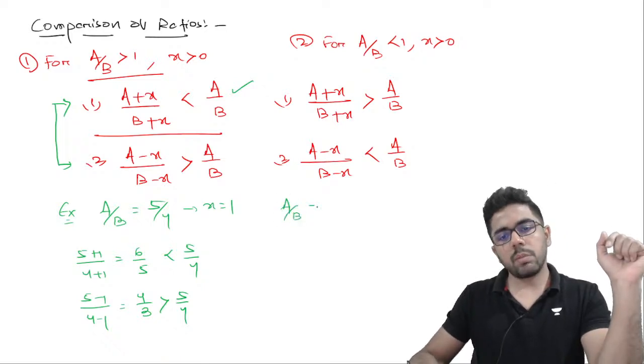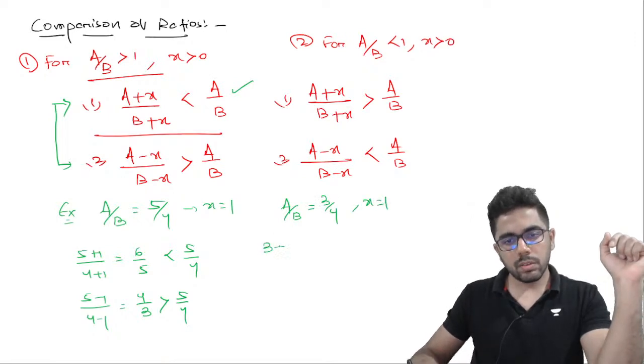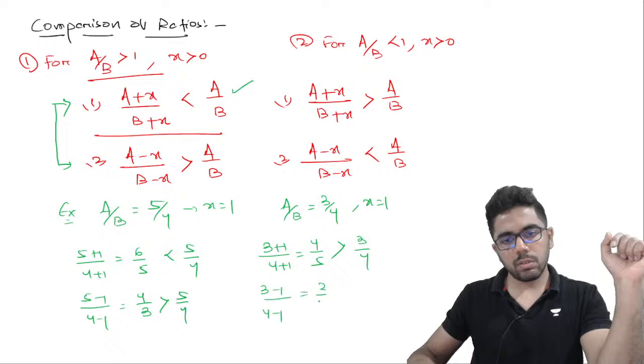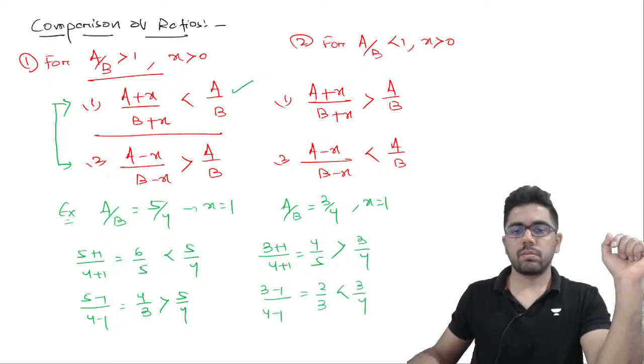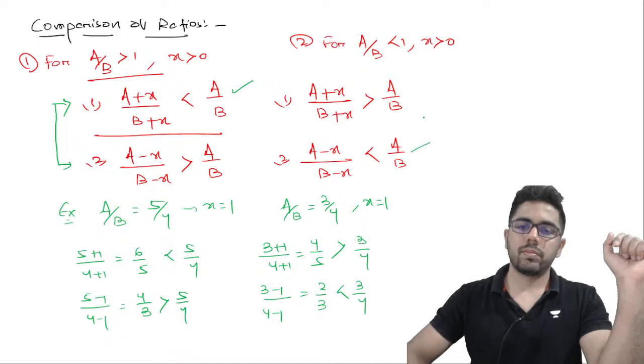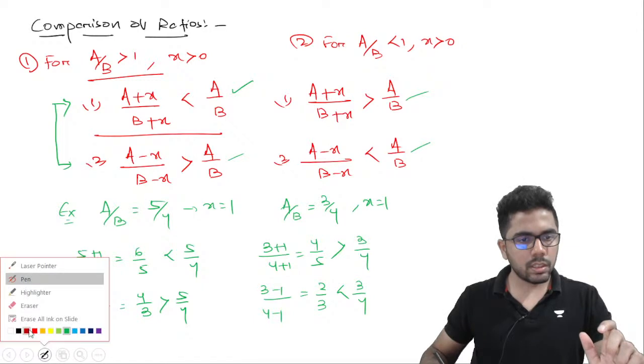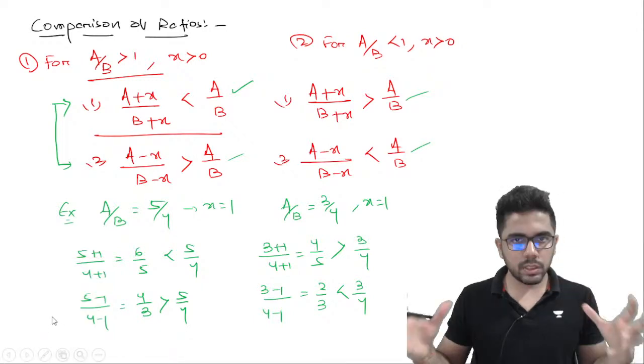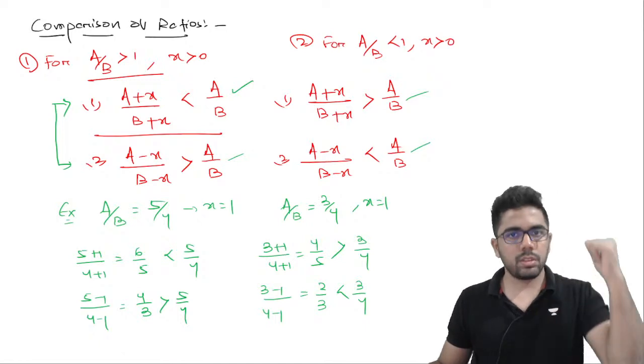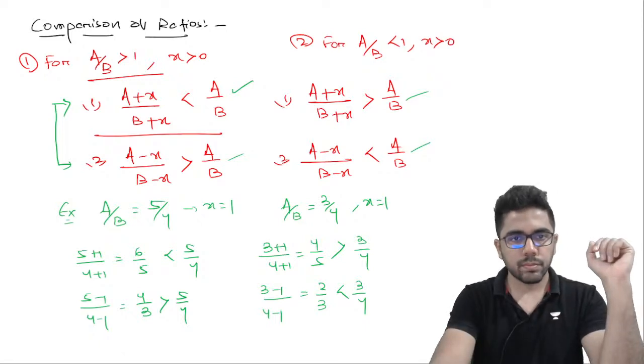So for an example, तुम a by b को यहाँ पे 3 by 4 लो और x को 1 ले लो. So 3 plus 1 by 4 plus 1, which is like 4 by 5. This is greater than 3 by 4. And 3 minus 1 by 4 minus 1, 2 by 3 is less than 3 by 4. So हो रहा है ये. Hope this is making sense, everyone. Kind of very simple and fundamental properties these are, but you need to know this to be able to think on a question. तभी जाके बात बनेगा.